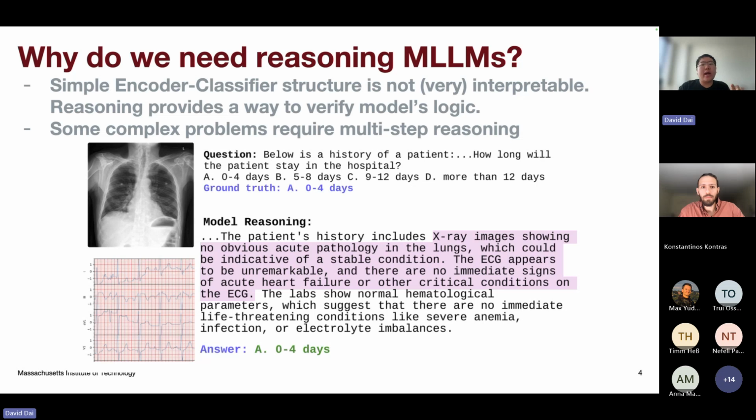The second reason is that some complex problems, like the one below here, require multi-step reasoning. For example, here the model needs to gather information from multiple sources and consider the interactions between them in order to arrive at a single final answer. This is very challenging for most traditional models.